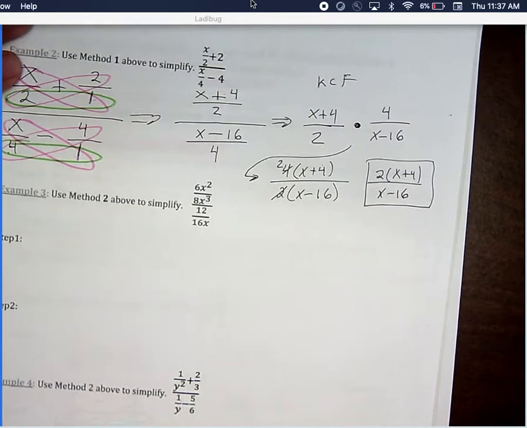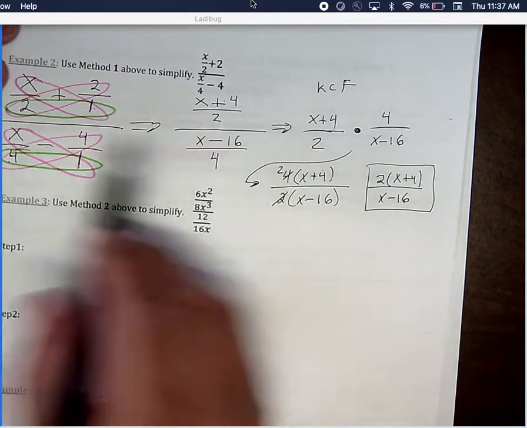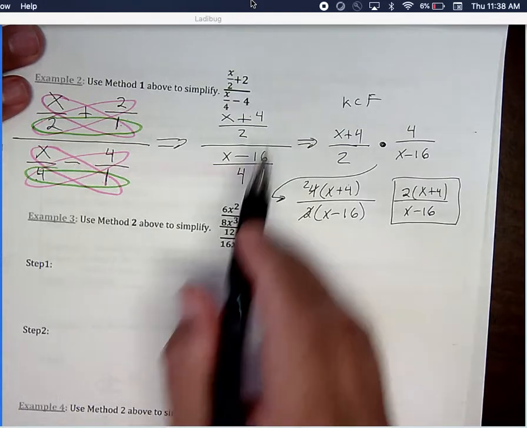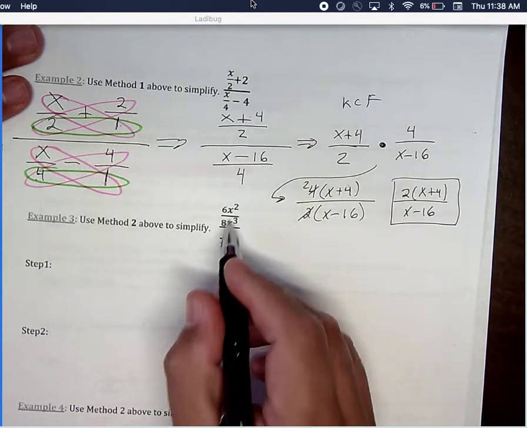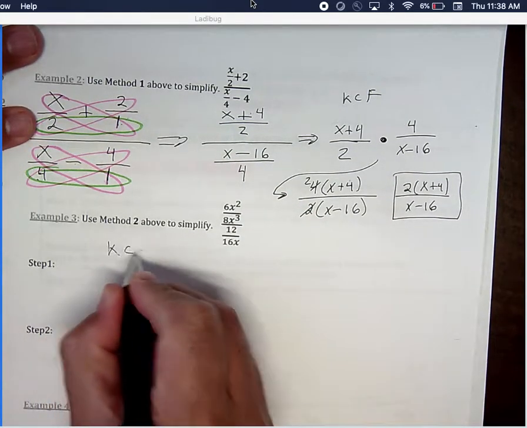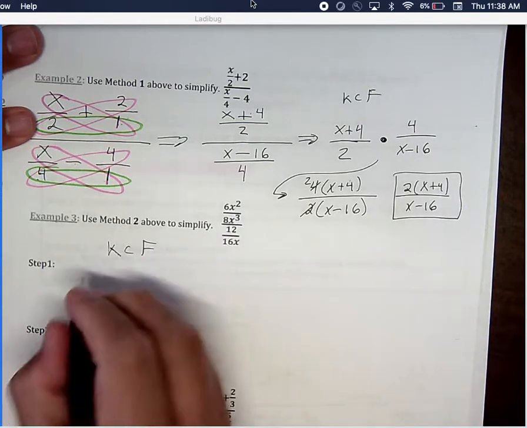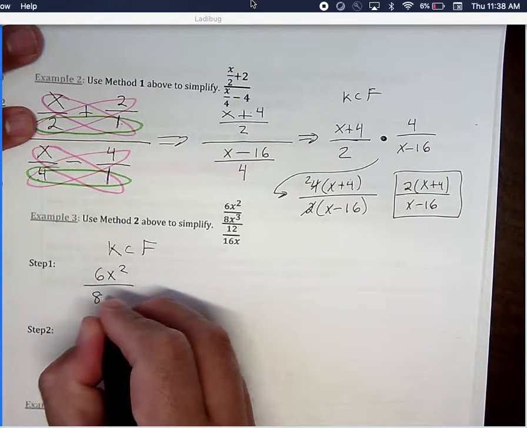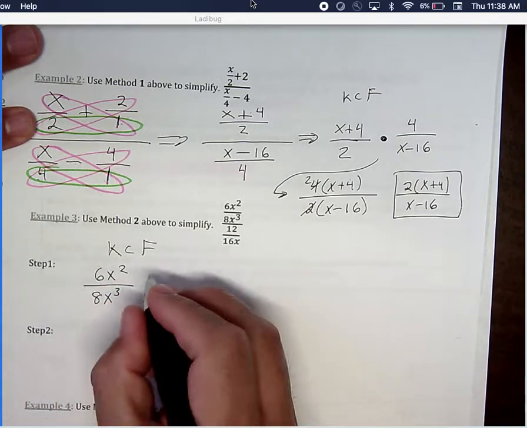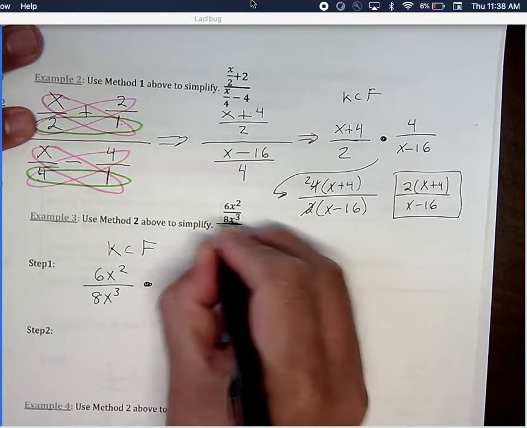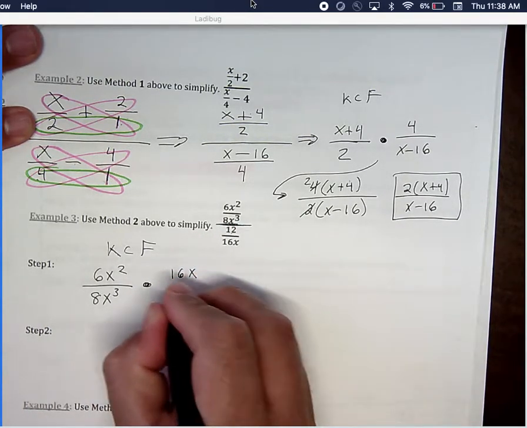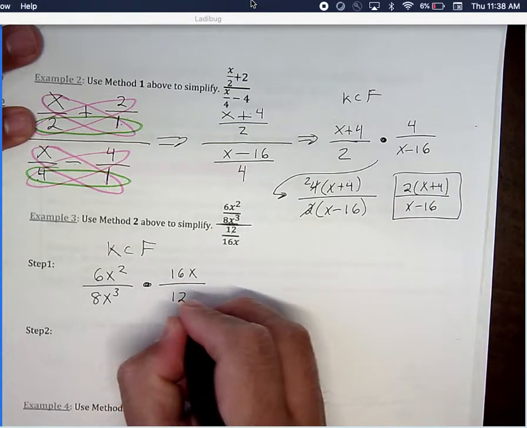Okay, really easy. It's 2 more examples, so I'm keeping it easy today. This one, if you notice, we don't have too complex of a thing here. This one is already in this form. So I'm gonna do the KCF from the beginning. I'm gonna keep the first one, 6x squared over 8x cubed. And then I'm gonna change the division into multiplication, and then I'm gonna flip this one, 16x over 12.